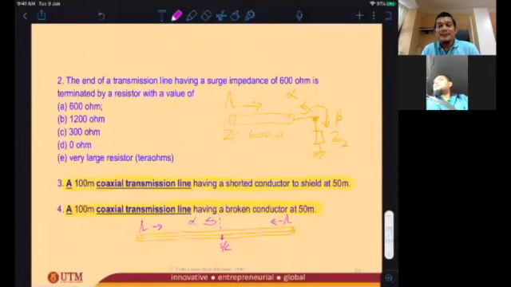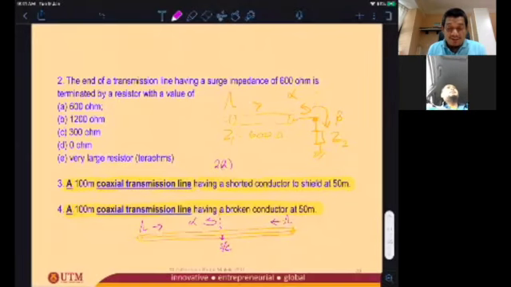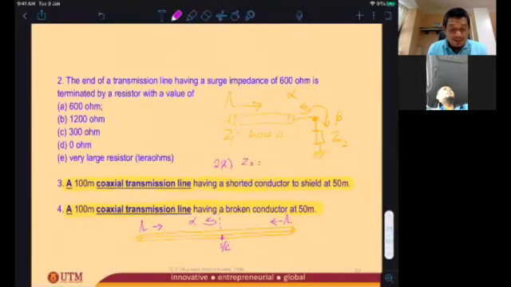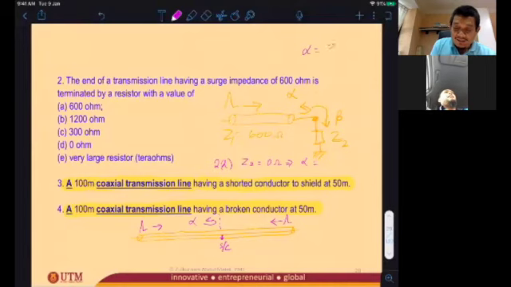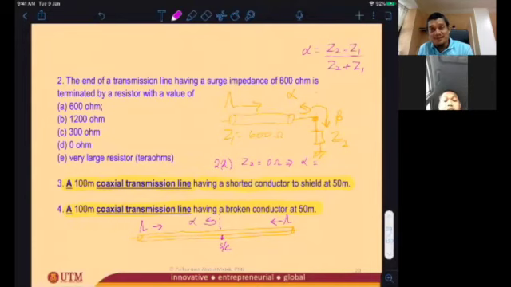Oh, wait, the alpha is 1. Is it correct? Okay, let's do number 2. Z1 is still 600 ohm. Z2 is actually 0 ohm, right? 2D. So alpha equals? Give me the full answer. What's the formula? Alpha equals Z2 minus Z1 over Z2 plus Z1. So what's the answer? Minus 1. And beta?